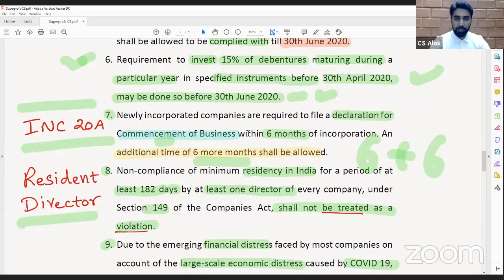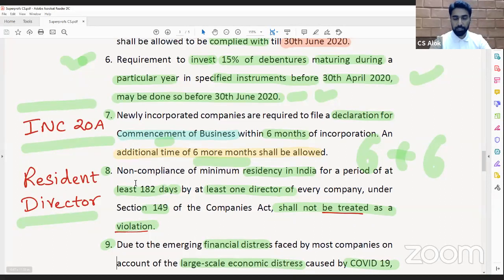Now what the government is telling, additional time of 6 months shall be allowed for newly incorporated companies who have not yet filed INC 20A. If you have filed, no problem. But if you have not yet filed, you are going to get basically additional 6 months. So almost 1 year you are going to get. 1 year from your incorporation, you have time to file INC 20A. That is the concept which we have. So if you see all of this, wherever companies are going to have a burden, government is reducing it right now. So please write these things in exam. Many students will not write it. I want you to write it.